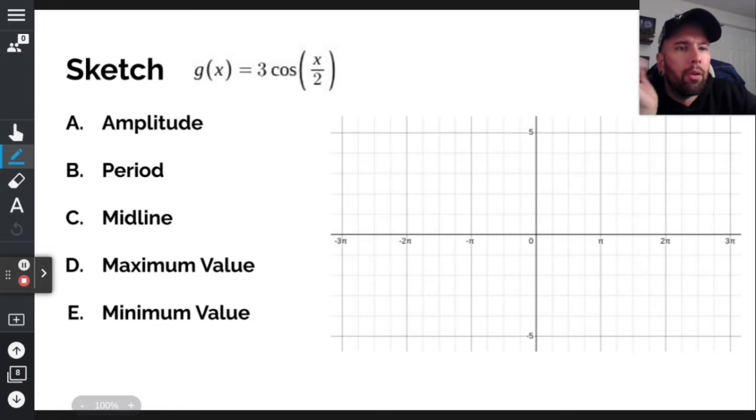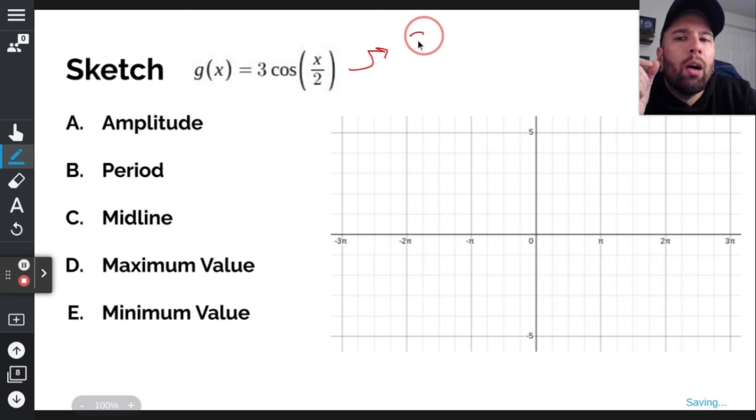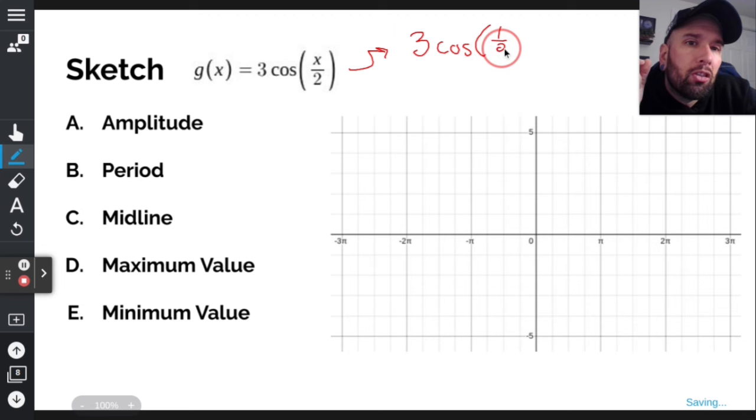Oh, great, a graph. I've smartened up. All right, sketch 3 cos x over 2. Now I'm comparing this to the whole function here. I don't have the whole function, so I'm not going to write out the whole function. However, I am going to rewrite this as 3 cos half of x.